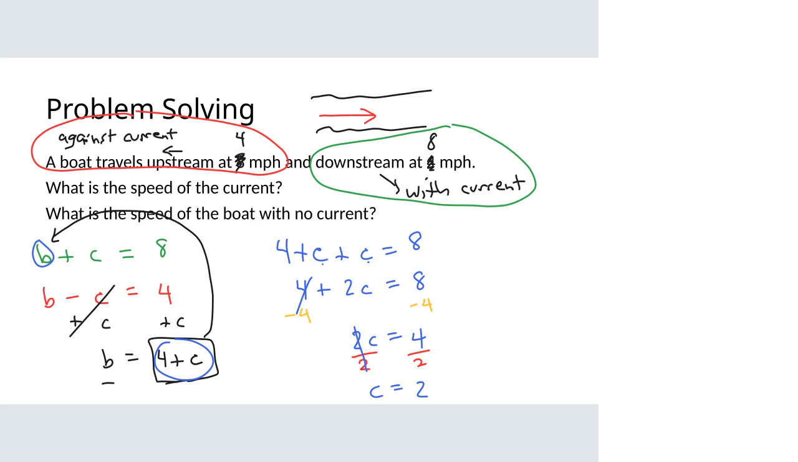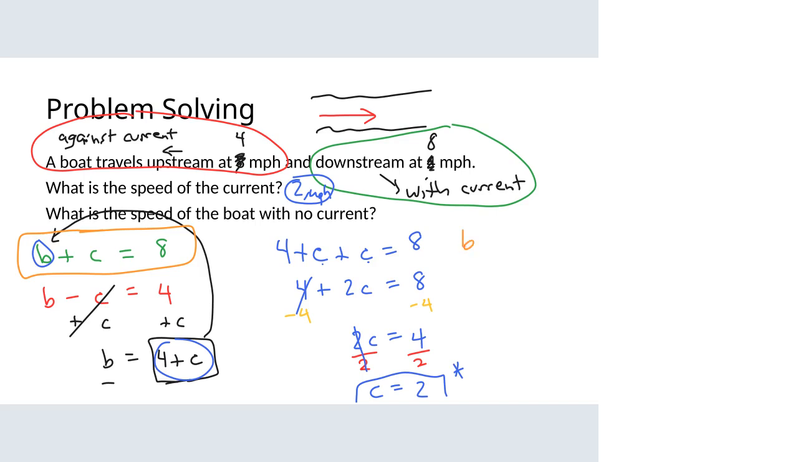First question here is, what was the speed of the current? I just found that. Speed of the current is 2 miles per hour. And then what is the speed of the boat with no current? Well, now that I know the current is 2, I could go back into either of these equations and find out the speed of the boat. I can plug in 2 for c and find out the speed of the boat. Anytime I can avoid negatives, I'm going to avoid negatives. So the equation I'm going to pick to use over here is that one.